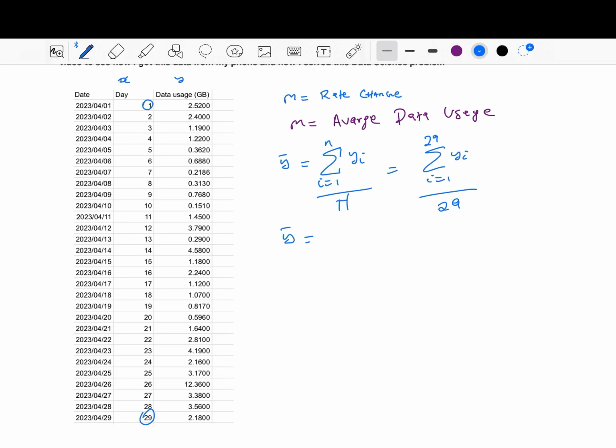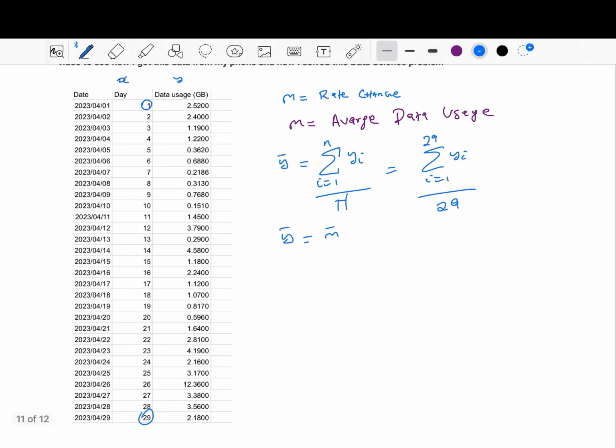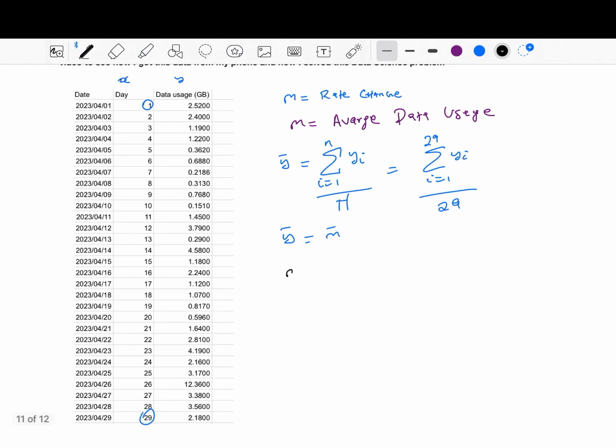So from here, you can say, okay, great. This is the formula for an average. An average in this case is equal to what? A gradient. And a gradient is an average of data usage. That's what we are calculating here. So how do you calculate this? Therefore, a gradient is equal to, there's no bar there, just a gradient.